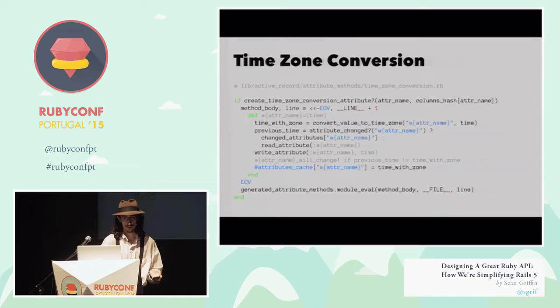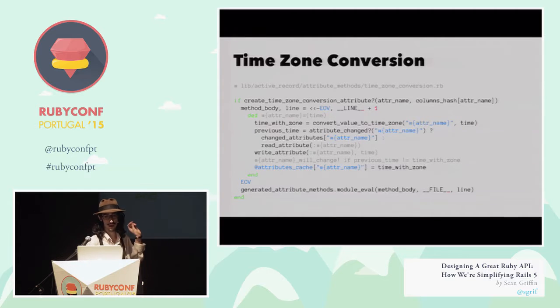So the first thing it's going to do is grab the value and convert it to the time zone. Then it's checking to see if the attribute was changed previously and deciding how to grab the previous value based on that. It writes the attribute after the time zone conversion. If the attribute had changed before, calls will change bang, which is the way that you mark something as dirty, even if dirty checking wouldn't have picked it up. And then also does some stuff to hook into the caching of typecasting. And all of this is done in a bunch of string interpolation so that we're not looking things up with hash lookups at runtime.